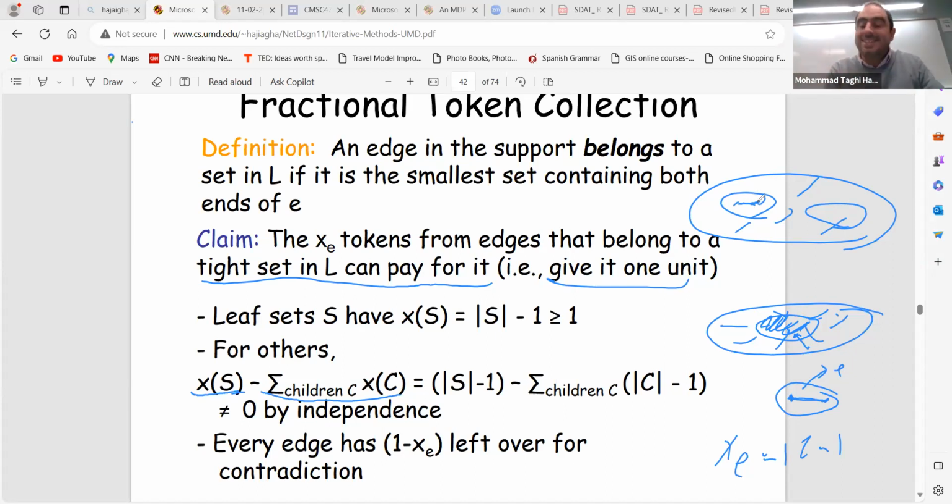Good. Now, this is a little beauty here. The catch is that this should be non-zero. Why is it non-zero? If it were zero, it means that all these edges should come completely out of this vertex. You can just write this down: if this becomes zero, it means that this tight set can be written as a sum of its children.